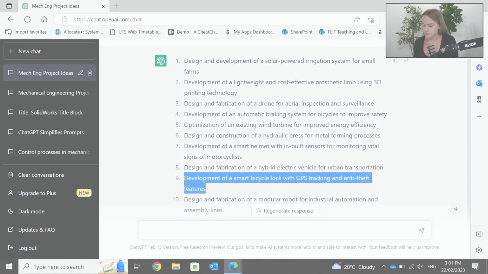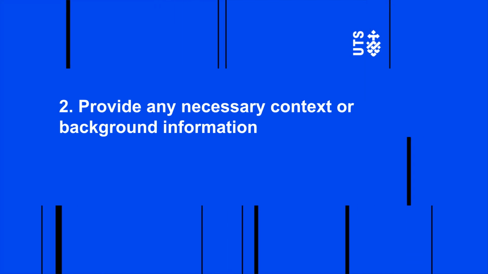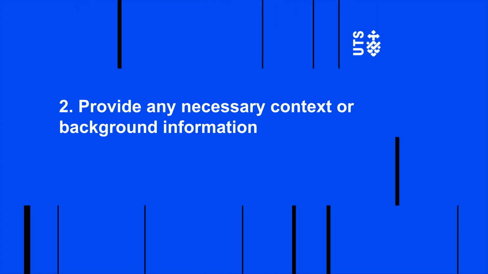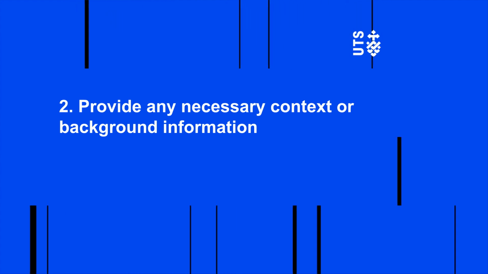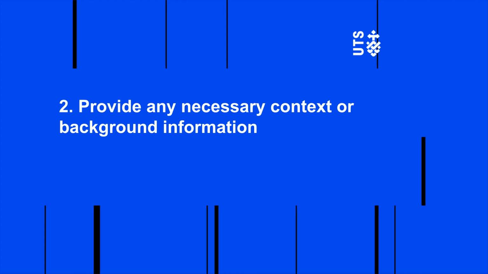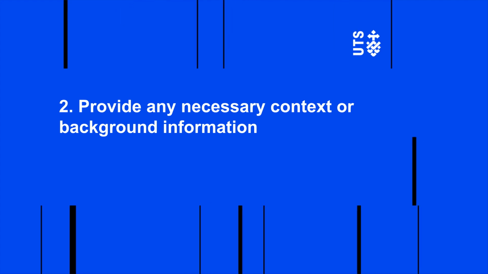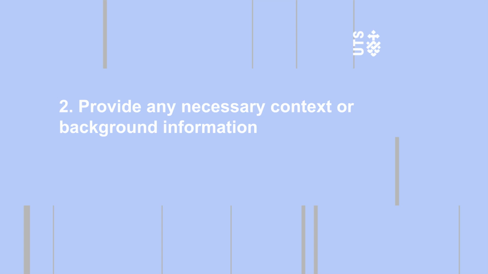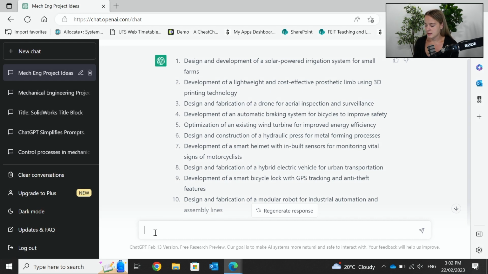That sounds pretty cool. So step 2, we need to provide any necessary context or background information to help ChatGPT to understand what the project is and how to generate some of the goals. In this case, we're going to use that idea that we already got. So I'm just going to paste it back in here, and let's generate an overview of this project.